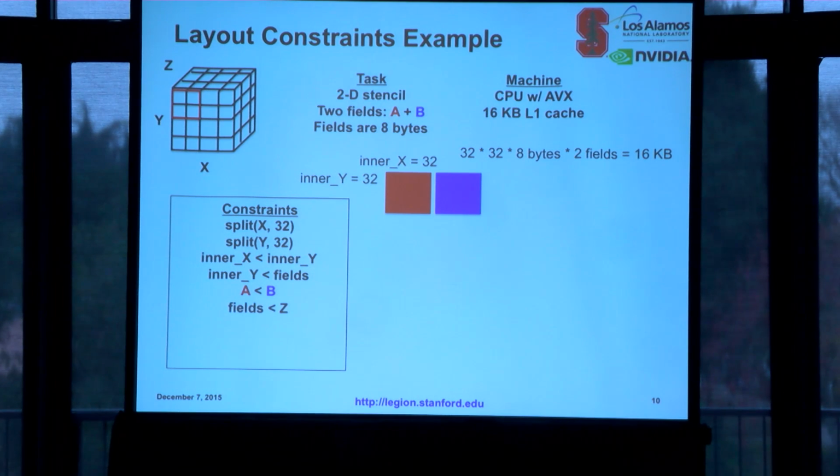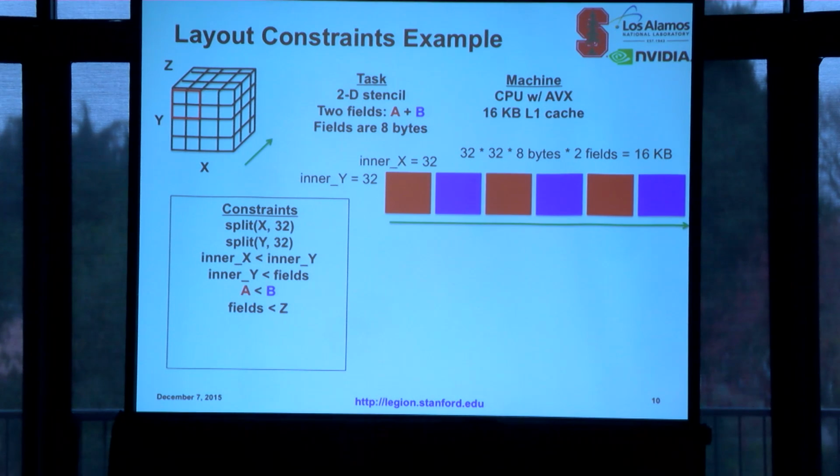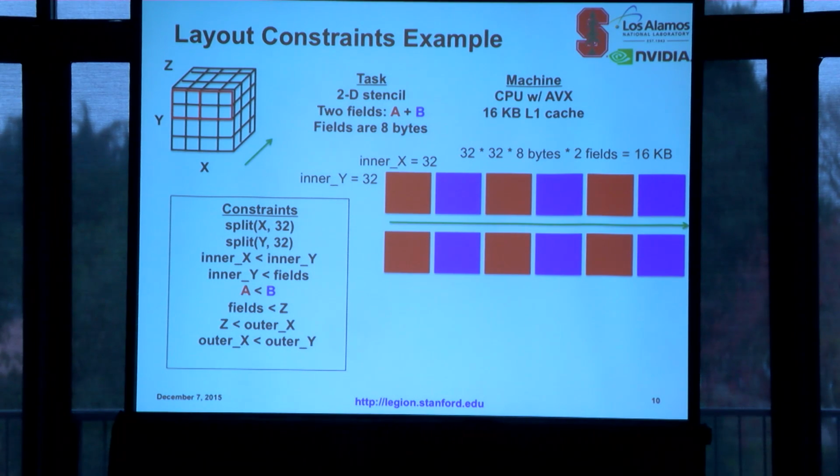Next, we say that our field dimension is going to come before the z dimension. What that means is that the next dimension that's going to be changing is the z dimension. So we're going to walk through the z dimension for these 2D slices, so we can walk through memory. And then we can say things like z comes before outer x, and outer x comes before outer y. That gives us our next sets of slices. We can do the next set of 2D slices in the upper right. Then we can do 2D slices in the lower left and walk them through our z dimension.